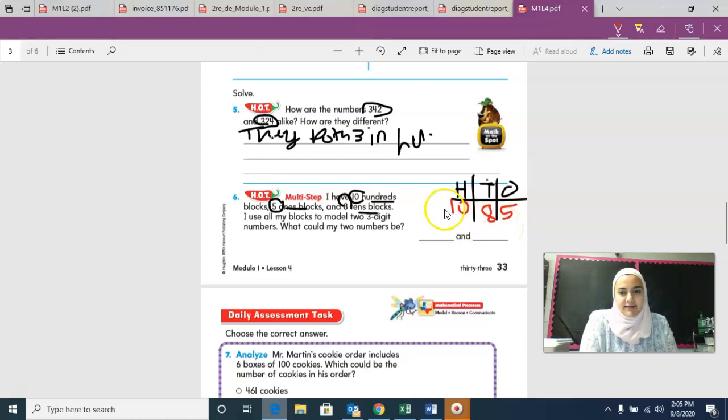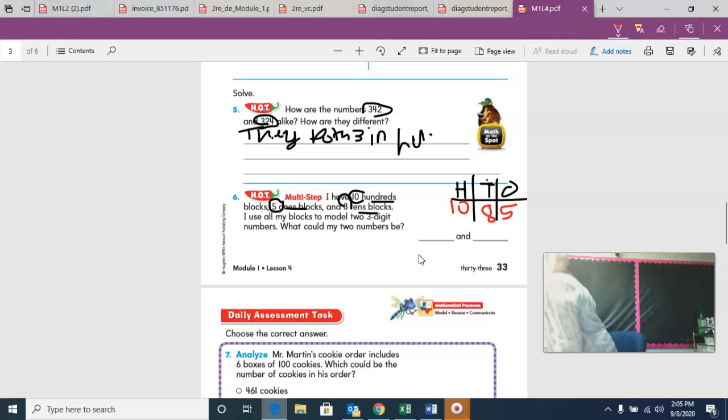Okay, so, or hold on, he has 10 hundreds blocks. That's the same as 1,000. So he has 1,085 blocks. But that doesn't make sense because it says I use all my blocks to model 2 3-digit numbers. Let me grab my teacher book and see what they mean. That question could be a little confusing. Let's see.